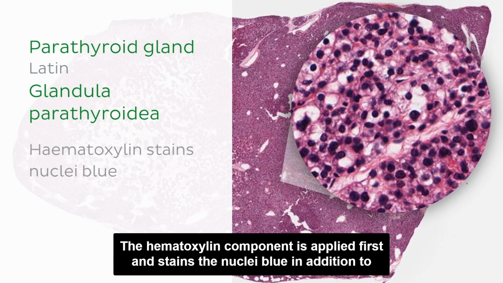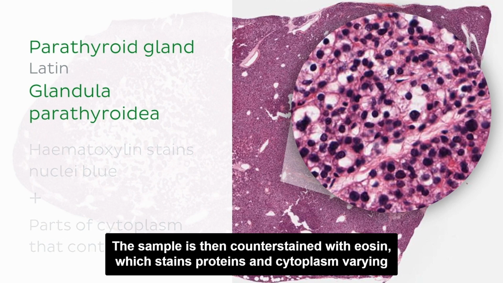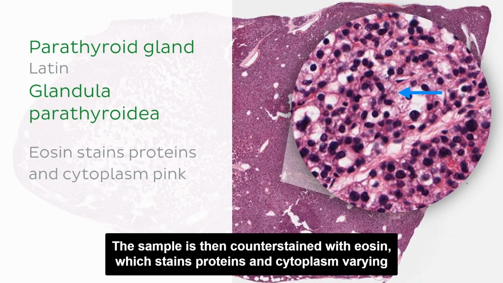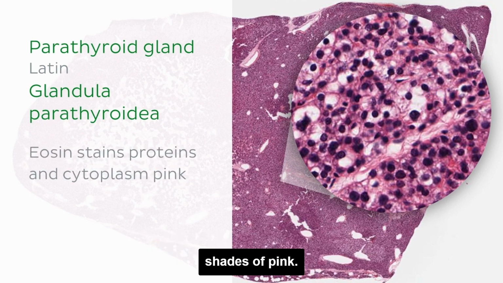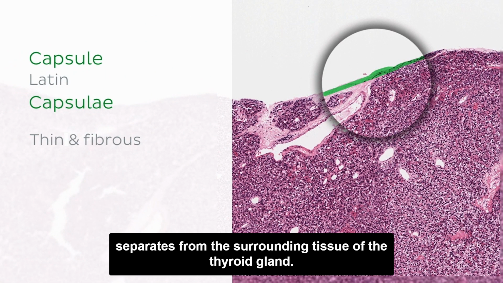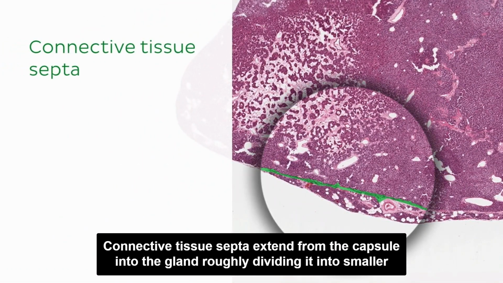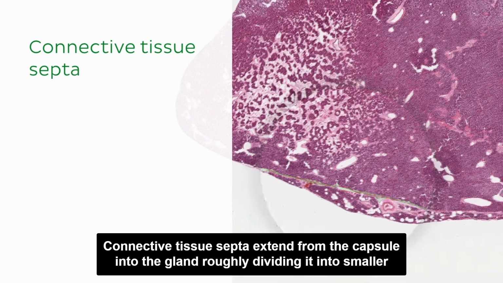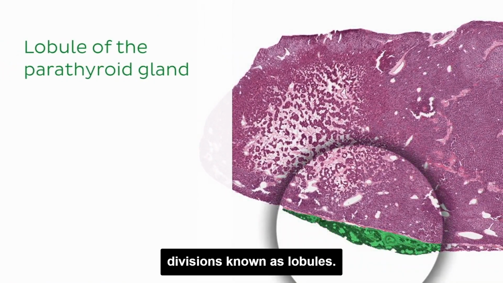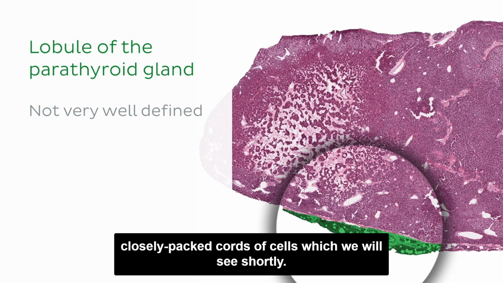The hematoxylin component is applied first and stains the nuclei blue, in addition to parts of the cytoplasm that contain RNA. The sample is then counterstained with eosin, which stains proteins and cytoplasm varying shades of pink. Like many organs, the parathyroid gland is surrounded by a thin, fibrous capsule, which separates it from the surrounding tissue of the thyroid gland. Connective tissue septa extend from the capsule into the gland, roughly dividing it into smaller divisions known as lobules. These lobules are not very well defined throughout the parathyroid gland, but serve to separate closely packed cords of cells, which we will see shortly.